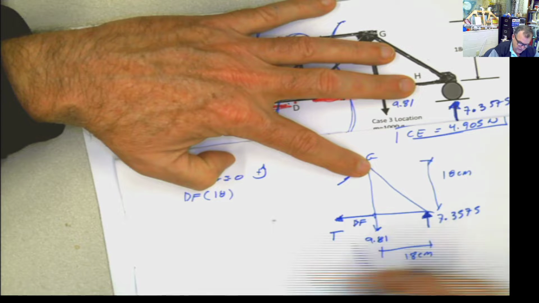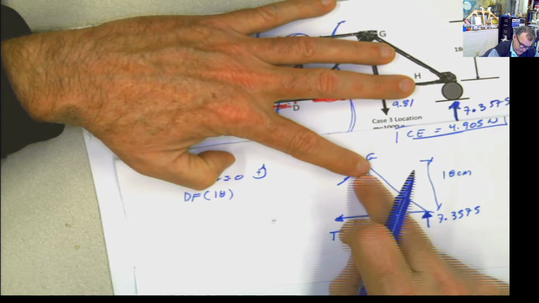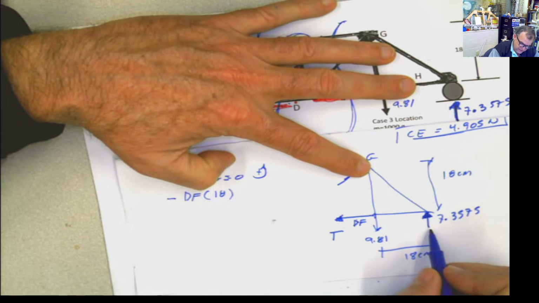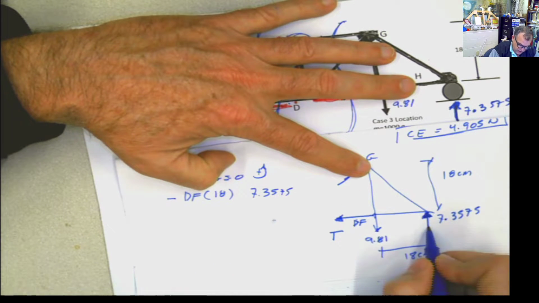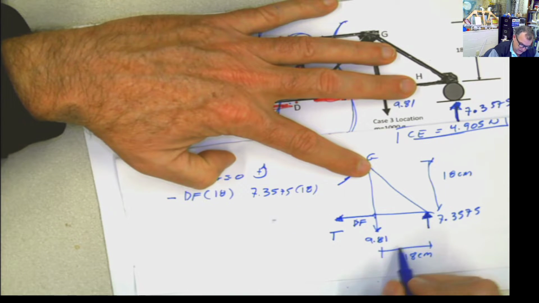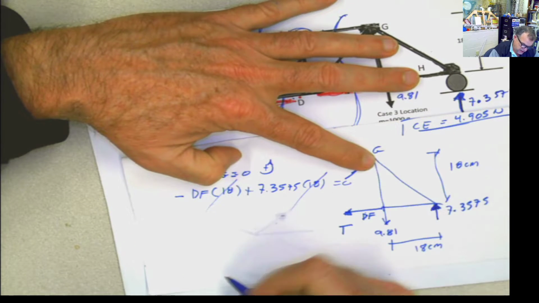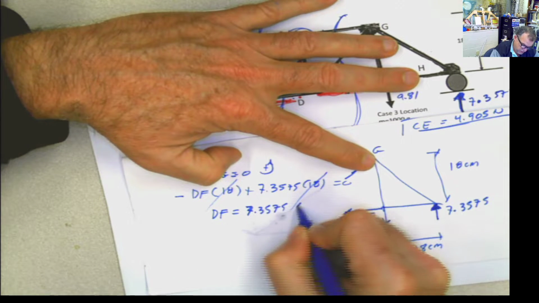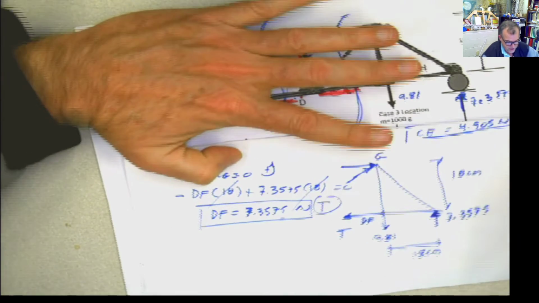Look what I'm saying: vertical force, horizontal distances, oh my god. Horizontal force, dF, vertical distance 18, this direction negative, 7.3575, vertical force, horizontal distance 18 centimeter, cancel, this direction positive, equals 0. This and this cancel out, dF equals 7.3575 Newton in tension. And that concludes all of the forces that we need.